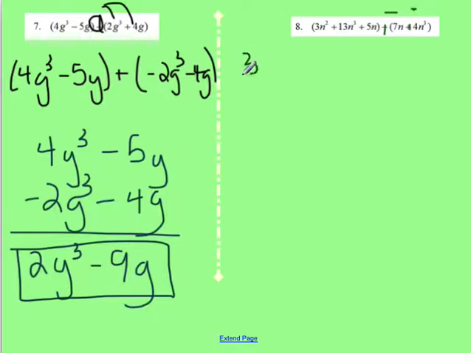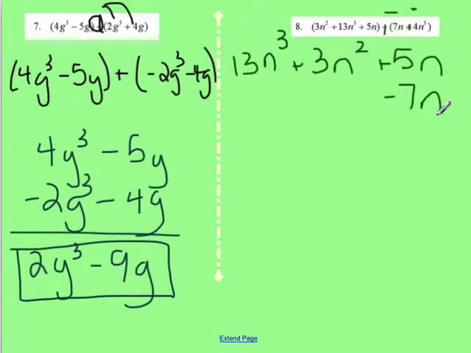So we have, I'm going to do 13n cubed, because that's our largest exponent, plus 3n squared plus 5n. So what I did is I put that first one in standard form. And now I'm going to line up the second one to make columns of like terms. So I'm going to put -7n here, and then I'm going to put a -4n cubed here. So what you'll notice is that 3n squared doesn't have anything in its column. That's okay. That means it'll be 3n squared when we get to the bottom of it.